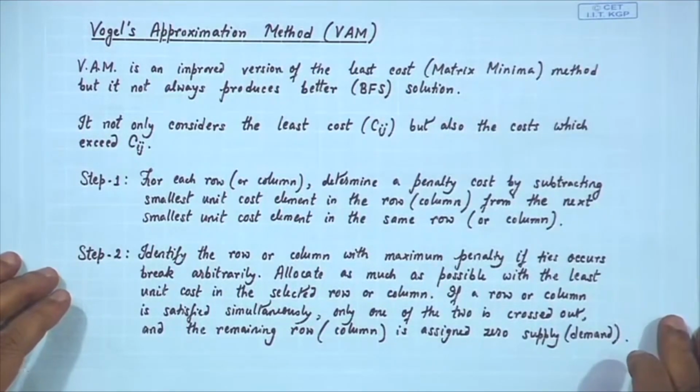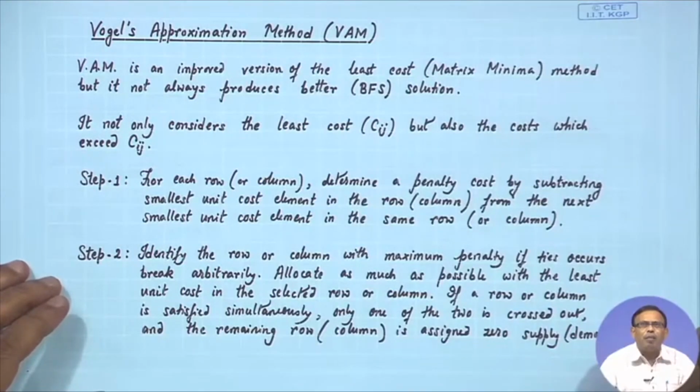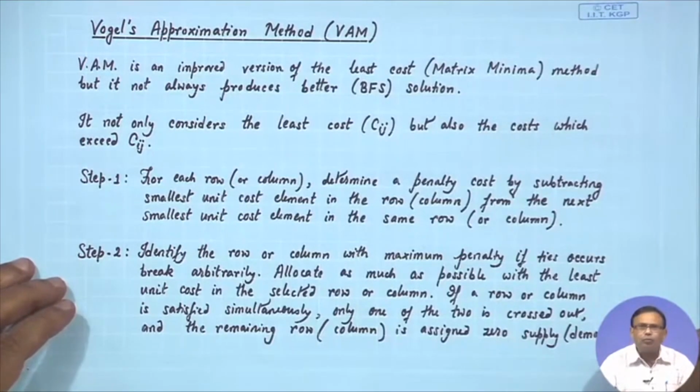Vogel's approximation method is an improved version of the matrix minima method, but it may not always produce the better BFS solution. It does not guarantee. We have to find out the method by which I can check it produces the better solution. So, it not only considers the least cost, but also the cost which exceeds Cij. Let us see the method.